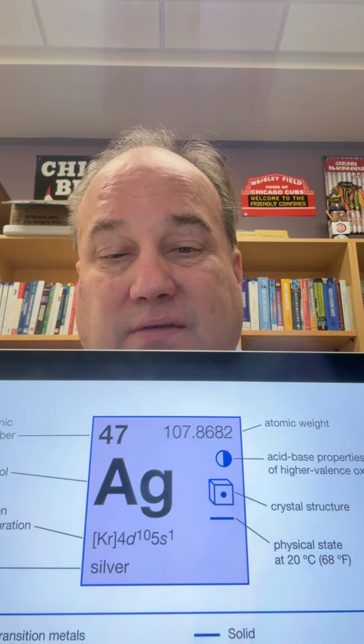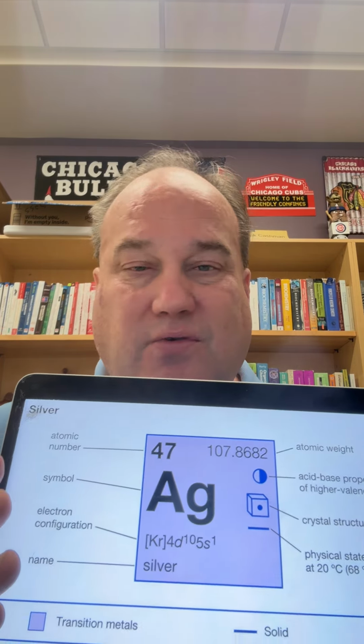It's got an atomic mass of 107.8682. So it's a fairly heavy metal. It's got a silvery white color. It's very shiny, of course, hence the term silverware. And it's got a lot of uses in terms of jewelry and silverware and all that stuff.